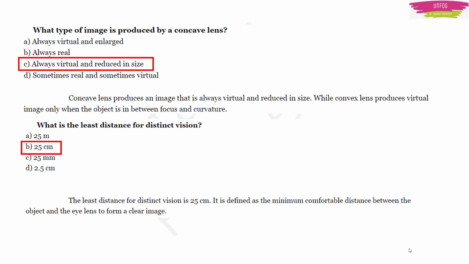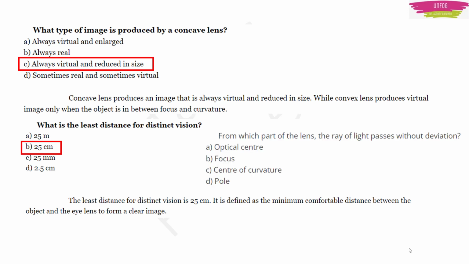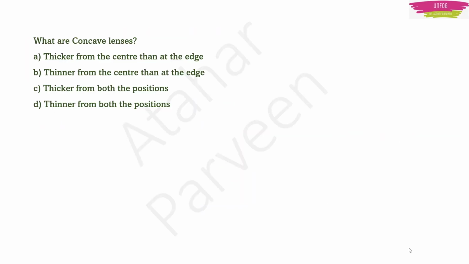So this least distance is defined as the minimum comfortable distance between the object and the eye lens to form a clear image. Here option B will be the right answer. Remember this 25 centimeter. It is the least distance for distinct vision. Next question. From which part of the lens does the ray of light pass without deviation? Of course, it should be the optical center.